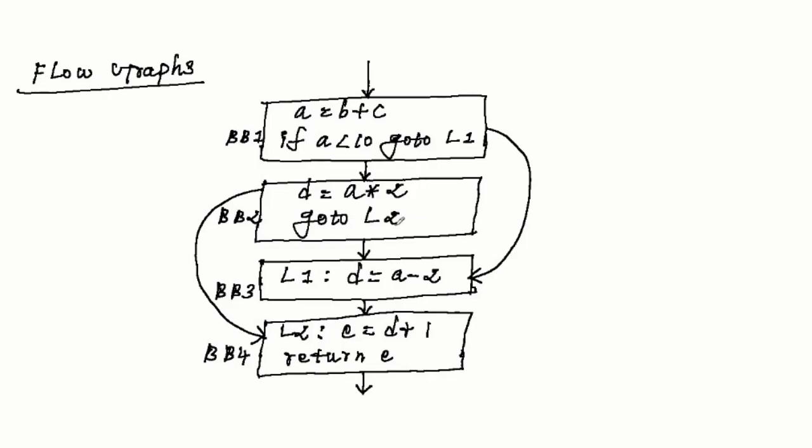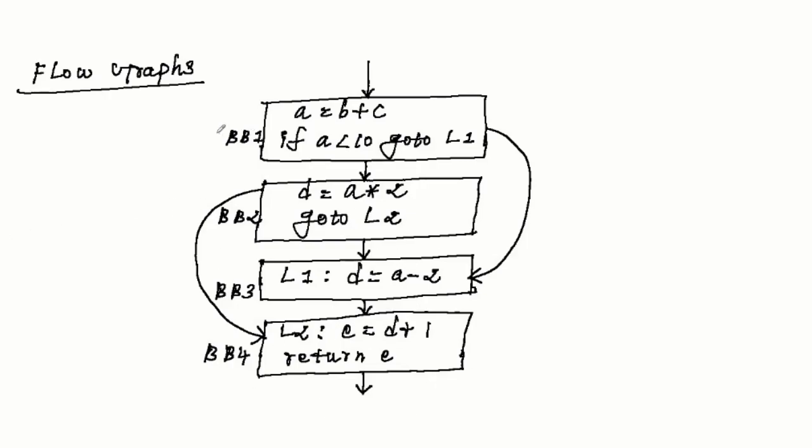If a block ends with an unconditional jump, that is goto, only one arrow goes to the jump target. So L2 is a label, it contains the statement E equal to D plus 1. If a block ends normally, that is no jump, the arrow goes to the next block in the program. If it ends with return or stop, then no arrows, end of the program. So finally, this is our flow graph.